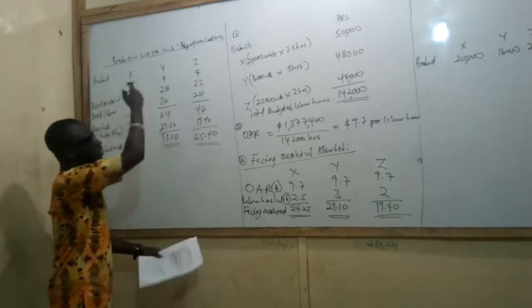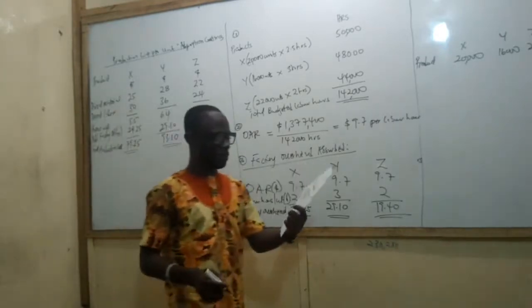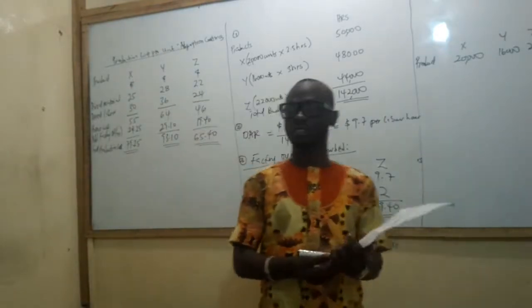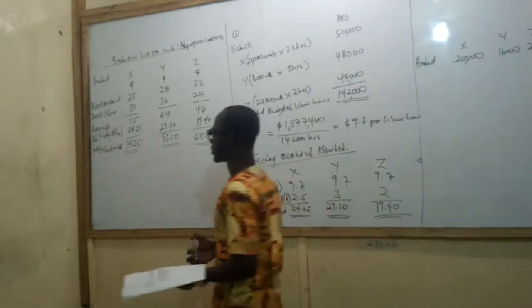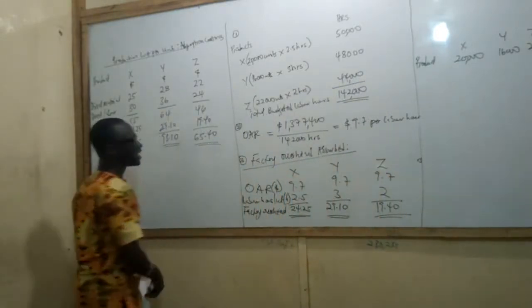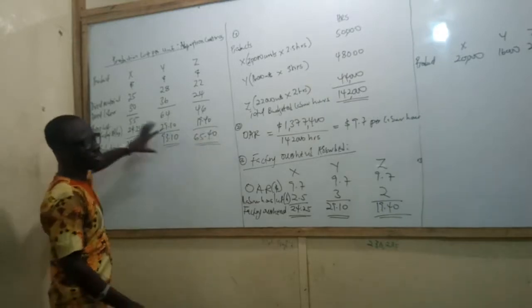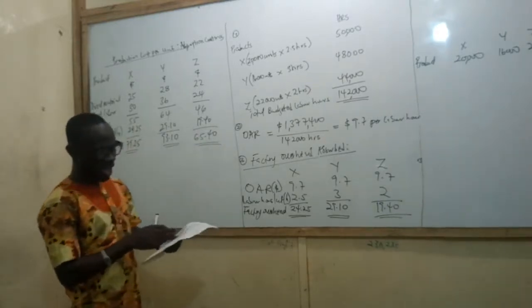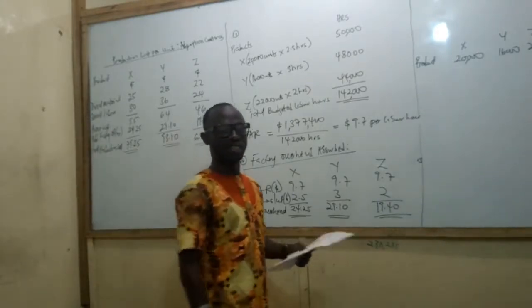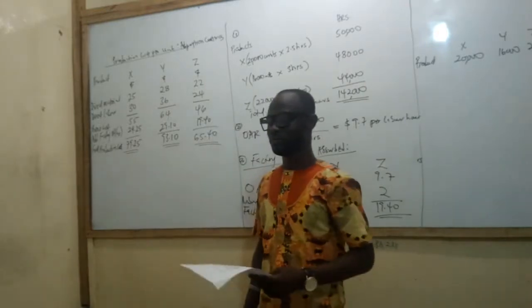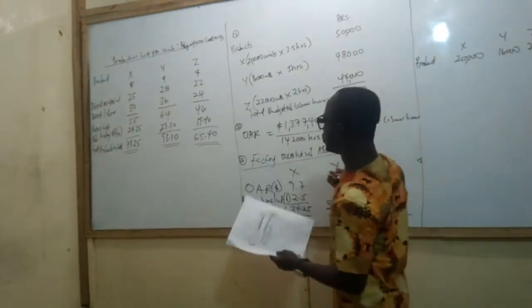So this is the answer to the first part of the question for 4 marks. As you can see, the examiner's interest was not on this one. His interest was on the II, which has the 11 marks, the activity-based costing. So this is what you should do.